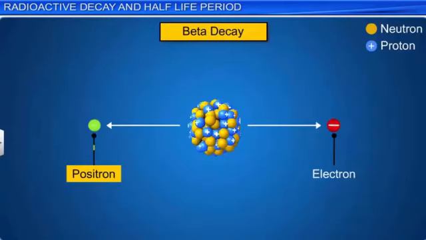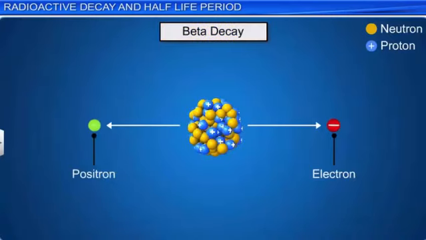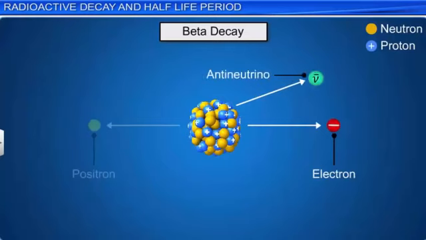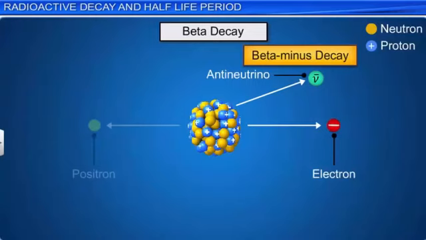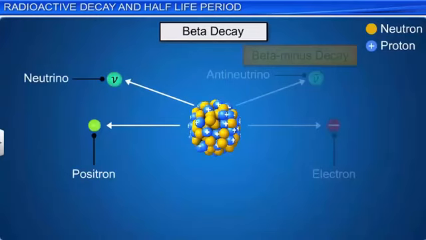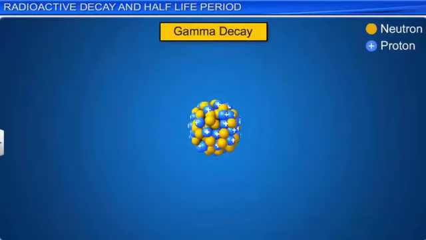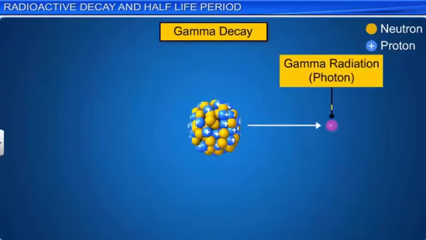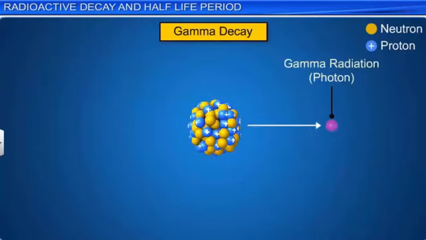If an unstable nucleus releases an electron along with an antineutrino, it undergoes a beta minus decay. If it releases a positron along with a neutrino, it undergoes a beta plus decay. In gamma decay, the radioactive nucleus emits high-energy photon. A detailed study of alpha decay, beta decay, and gamma decay will be taken up later.